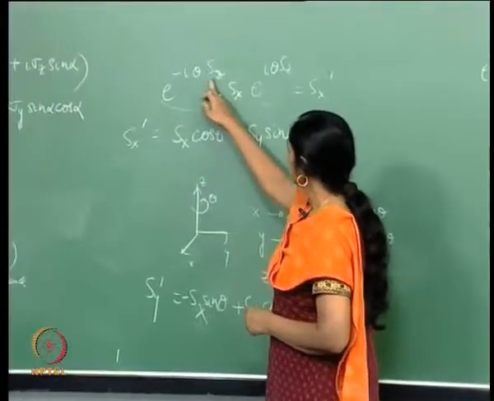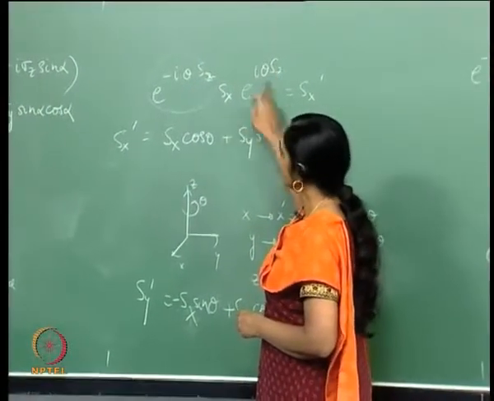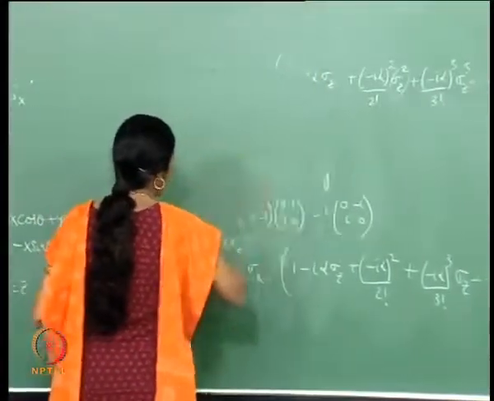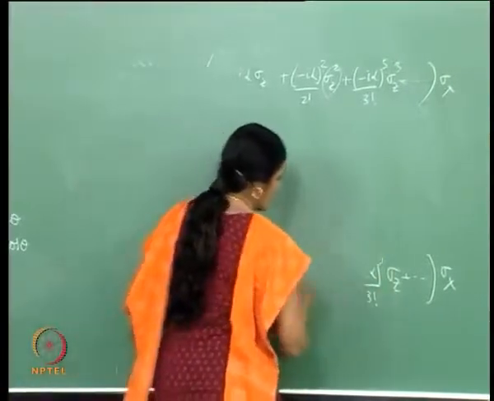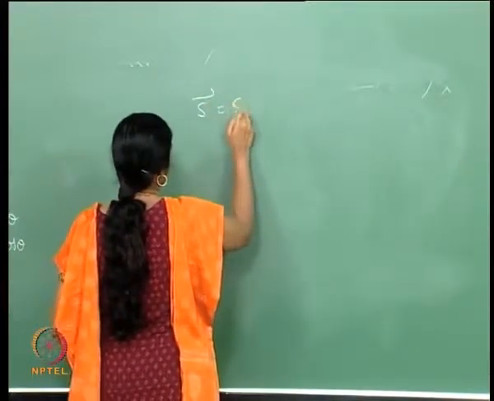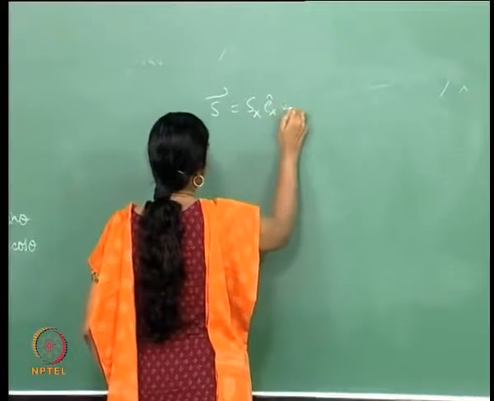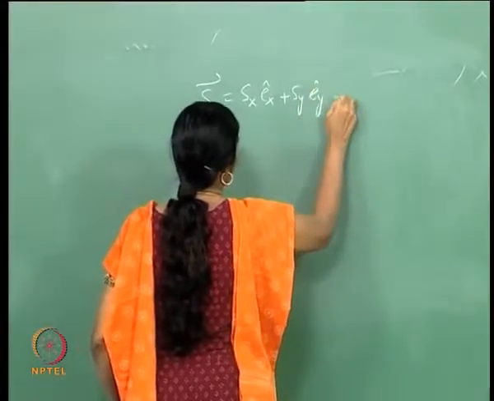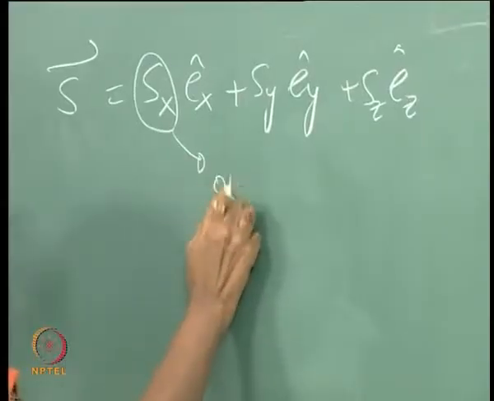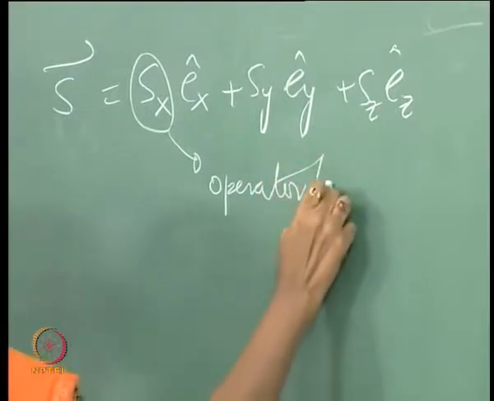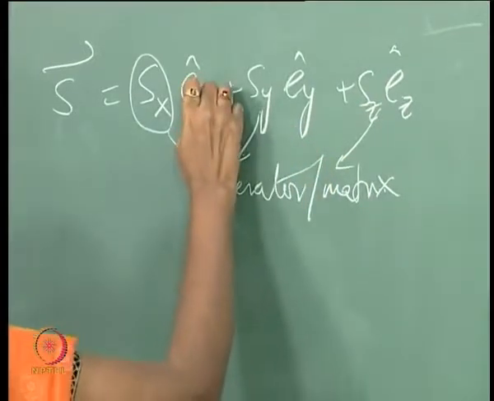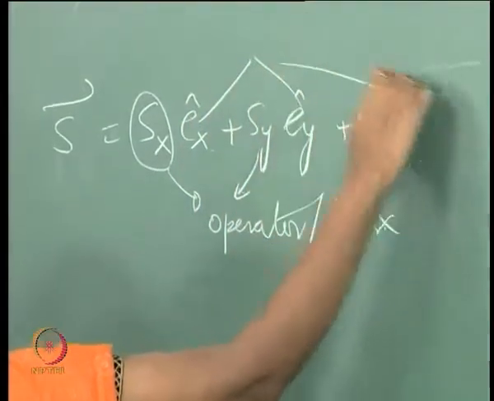I could have taken Sz here and put an Sy and an Sy there. Then it would have transformed like the z component of a vector. I therefore define an object S which is a vector, which can be written as Sx Ex plus Sy Ey plus Sz Ez. It is to be noted that this is an operator or a matrix. The matrix is merely a representation for the operator. So is this and so is this. These are unit vectors.